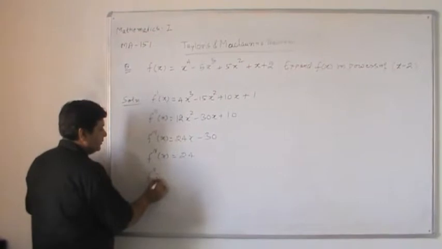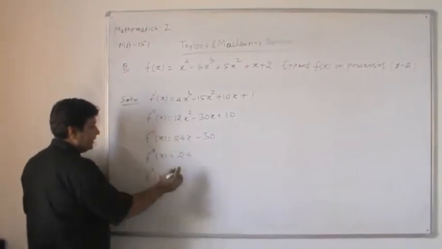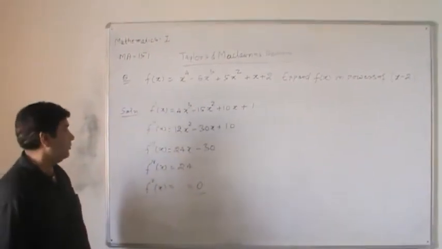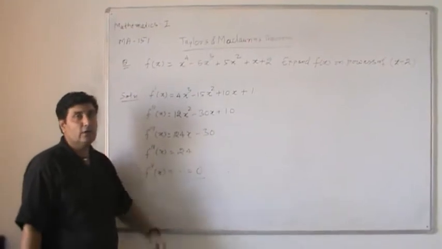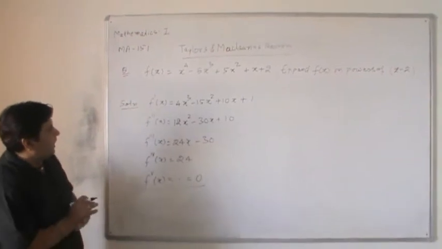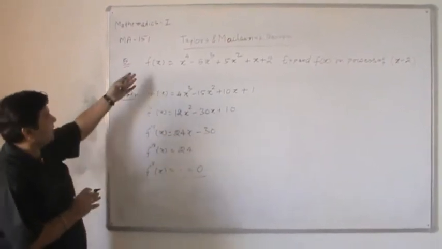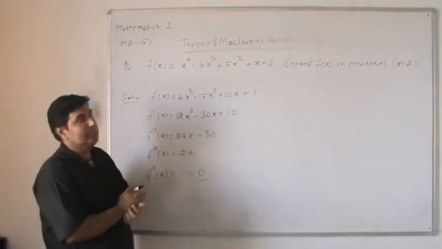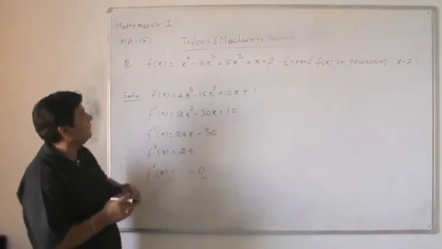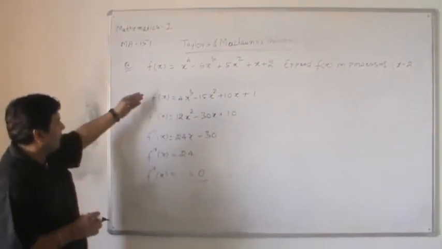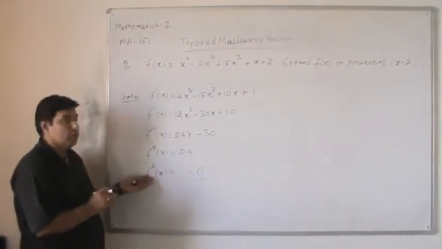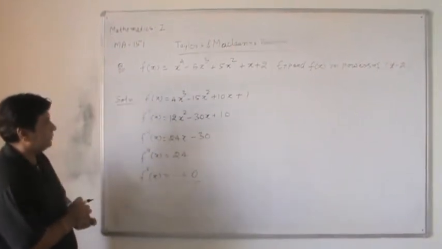And of course all the next derivatives will be equal to 0, because the fourth derivative is a constant, so the fifth derivative and all the remaining derivatives will be 0. So in this way we are able to calculate all the derivatives in this case, because the given function is simply a polynomial with degree 4, with highest power of x being 4. So that is why we will have derivatives up to 4th order only, and all the derivatives of order 5th and after that will be 0.